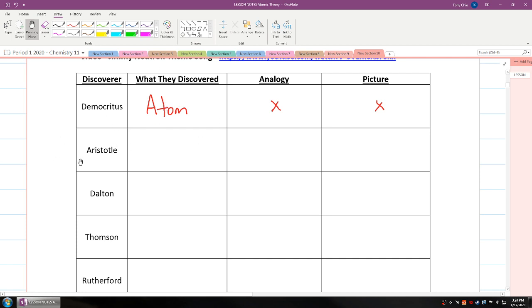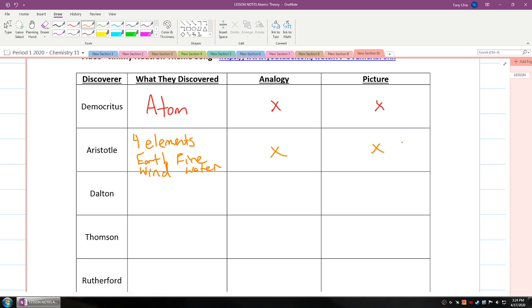Now, about 100 years after Democritus or so, along came another philosopher, Aristotle. Aristotle said, no, there are no such thing as atoms. There are instead 4 elements. And he said these 4 elements were earth, fire, wind, and water. And again, there are no analogies or pictures. And again, this was 2,300 years ago, and a lot of people believed in Aristotle.